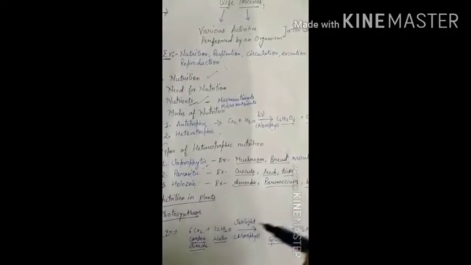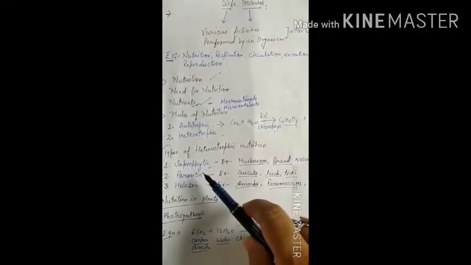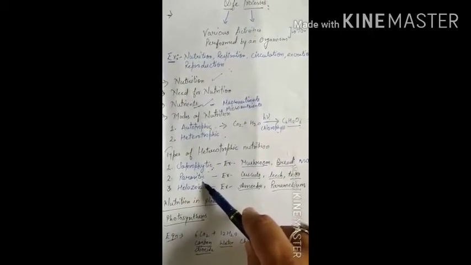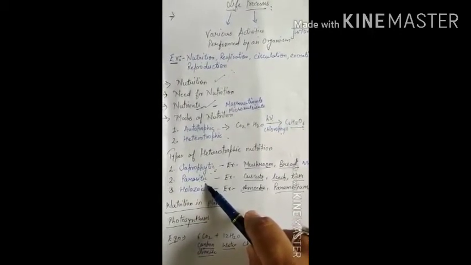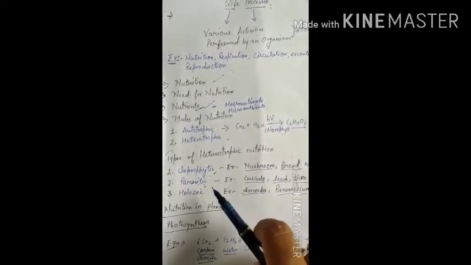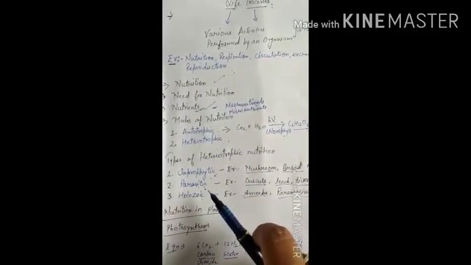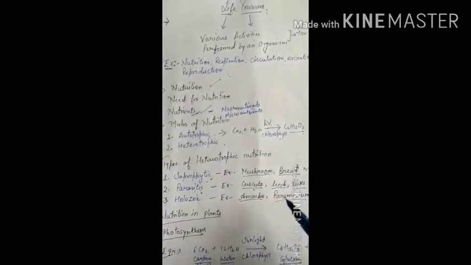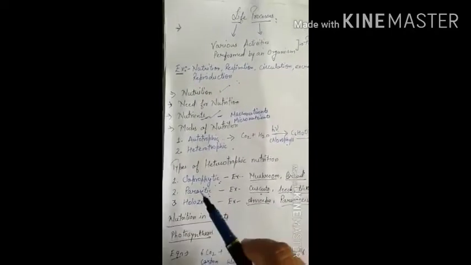Now comes the second type of heterotrophic nutrition, the parasitic mode of nutrition. In this type of nutrition, organisms get their food from living organisms, called hosts, without killing them. For example, cuscuta, leech, ticks, lice, roundworms and tapeworms all come under the parasitic mode of nutrition.